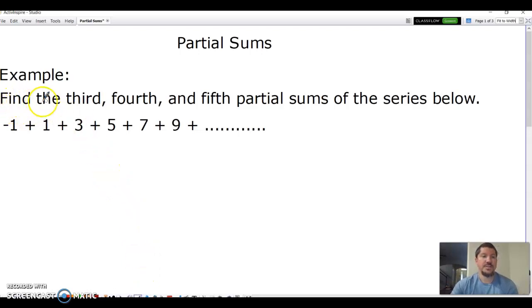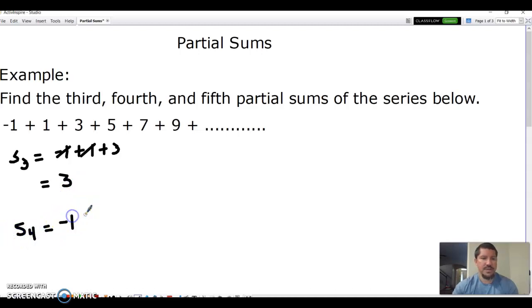So real quick, find the third, fourth, and fifth partial sums of the series below. Pretty easy. Third means I go out 3. So my third partial sum is -1 plus 1 plus 3. Well, -1 and 1 are 0, so the third partial sum is 3. Fourth partial sum means I go out 4, so -1 plus 1 plus 3 plus 5. So again, like above, those cancel, so 3 plus 5 is 8.